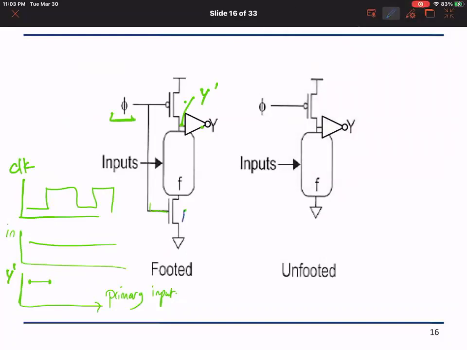So here we named these N1 and P1. Here I will have P1 on and N1 off. Okay, and here it is the opposite.